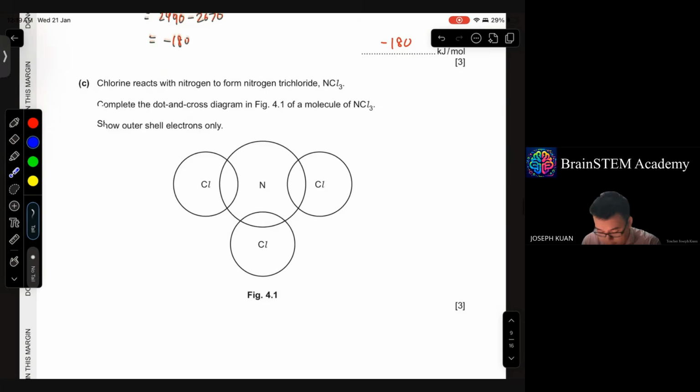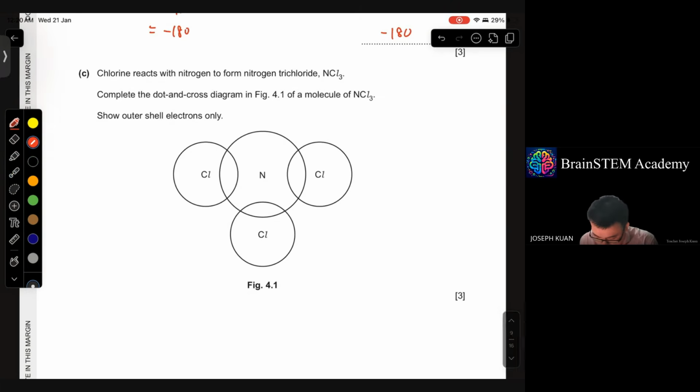Okay, now next, this is a covalent molecule. Chlorine reacts with nitrogen to form nitrogen trichloride, and they wanted us to complete the dot and cross diagram. They wanted to show outer shell electrons only.